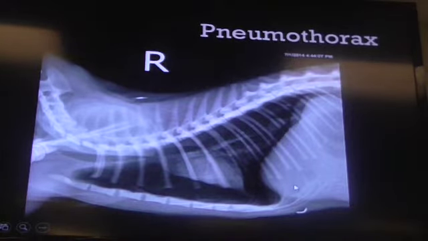Same for pneumothorax. You see that there's separation between the cardiac silhouette and the sternum. That would be classic. This is leafing of our lungs in the background. So we need to tap this cat.